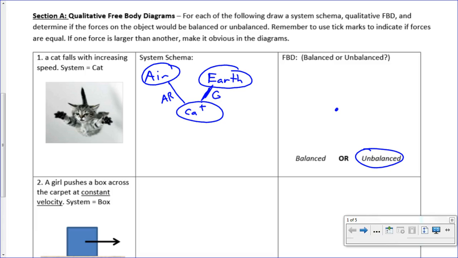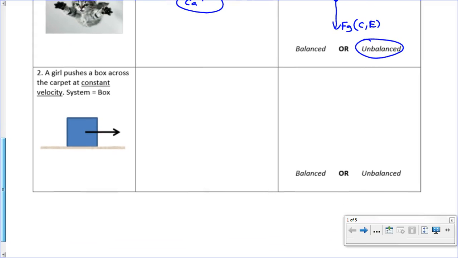Something important on this one to realize is that there's gravity pointing downward, Fg on the cat by the Earth. Alright, and there's the air resistance force pointing upward. But the air resistance force needs to be significantly smaller than the gravitational force because it's going to be changing speeds as it goes down, so not a constant velocity. So a little tiny arrow there, much larger arrow for the gravitational force.